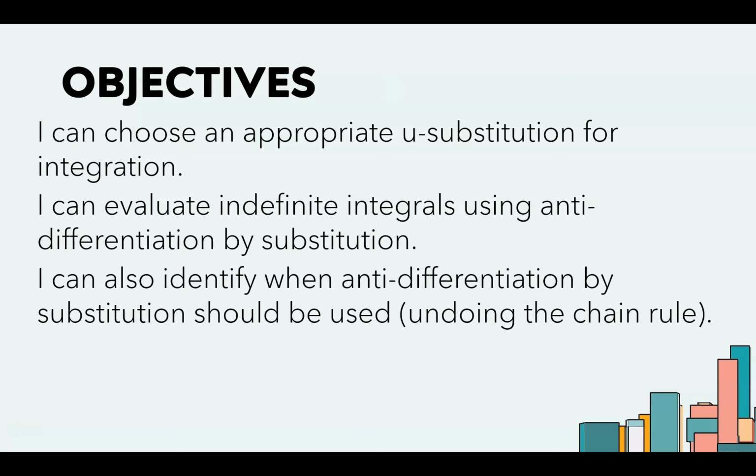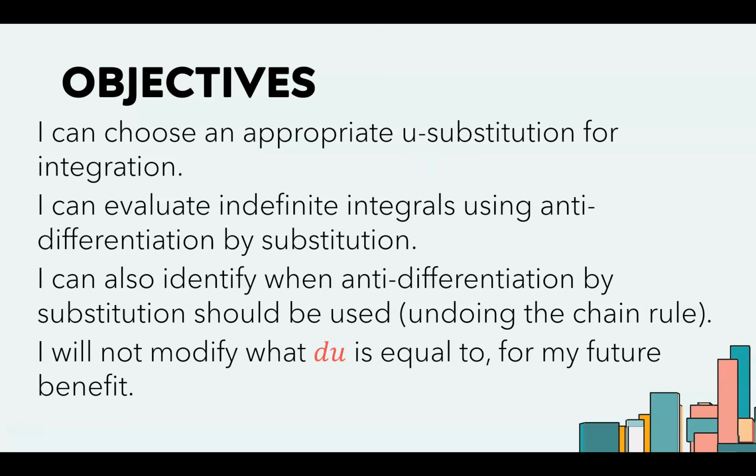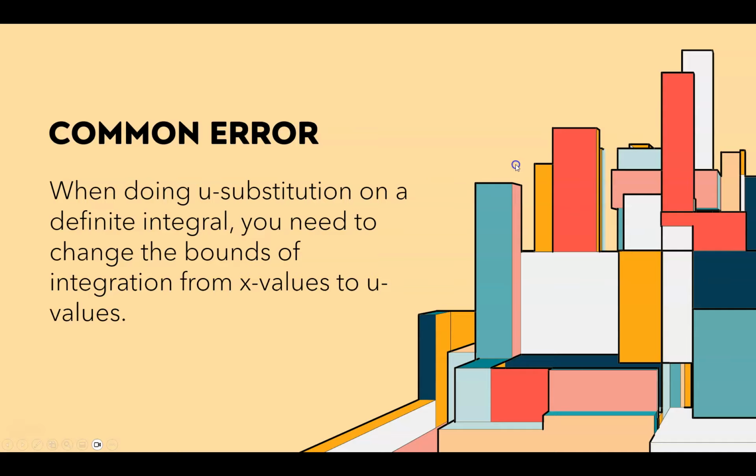And something else we're going to try to be working on, because eventually you have to decide, is identifying when anti-differentiation by substitution should be used. And it's generally chain rule, but you're going to see today it's not quite as obvious sometimes. And I'm going to keep hammering this. Instead of modifying what du is equal to, we always want to modify the original integral.